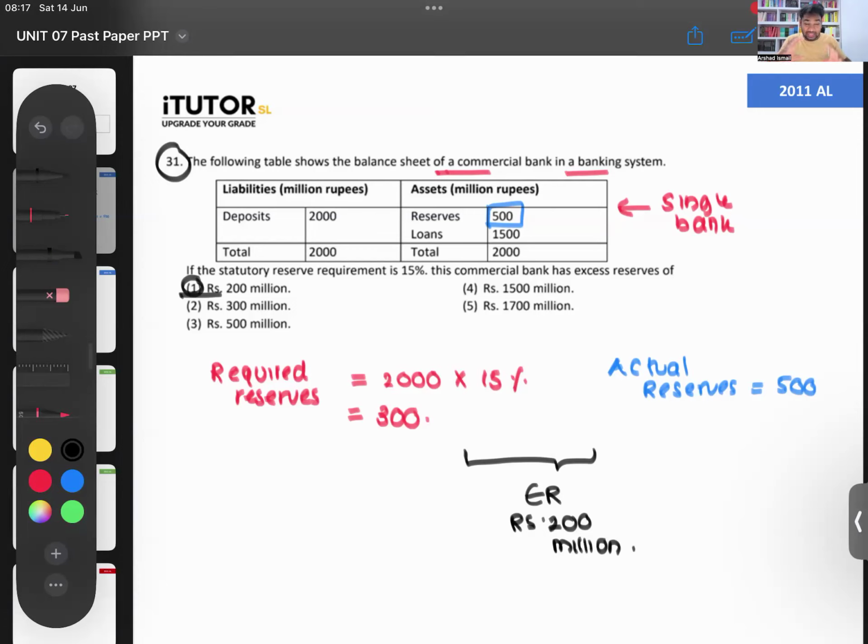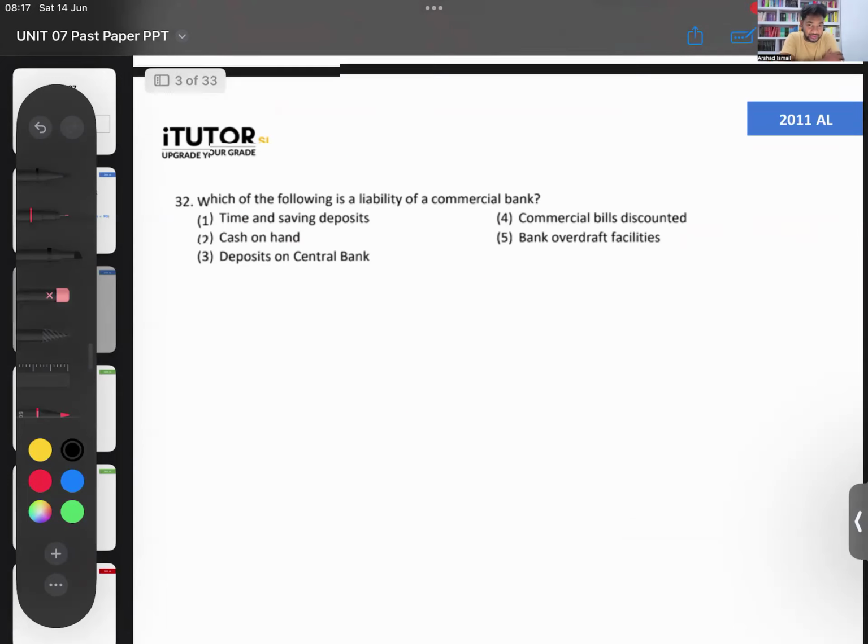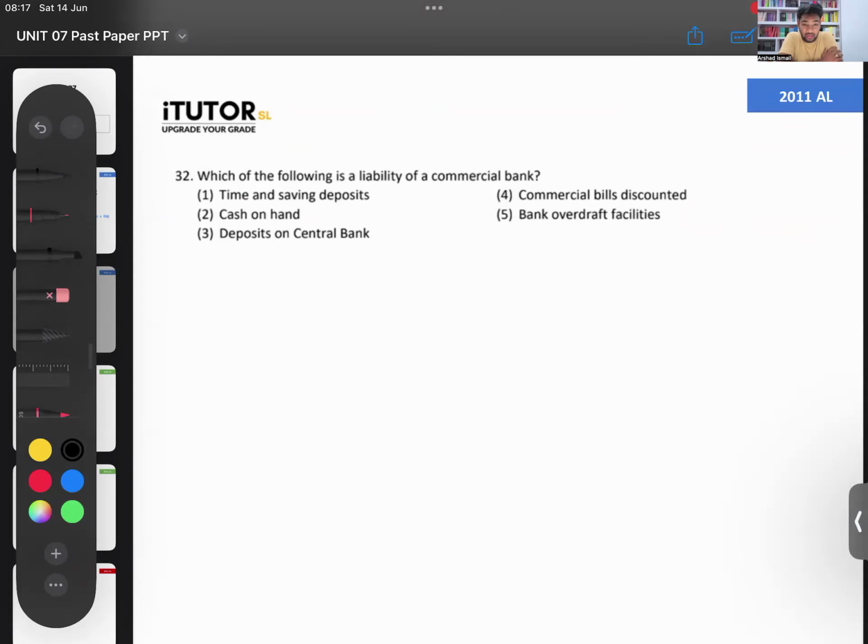So always remember, if they ask you for excess reserves, you compare the actual reserve versus the required reserve. How do you get the required reserve? From their total deposits, you look at the SRR and you see how much they should keep. So total deposits multiplied by your SRR. Okay. Then moving into the next one. 2011, another question. All of these questions might not be credit creation itself, but I have included some general commercial bank questions also so that we can finish off that entire past paper area.